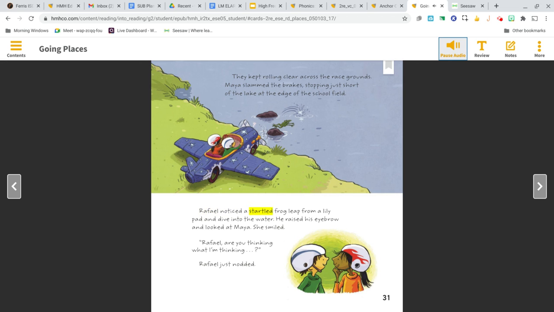Raphael noticed a startled frog leap from a lily pad and dive into the water. He raised his eyebrow and looked at Maya. She smiled. "Raphael, are you thinking what I'm thinking?" Raphael just nodded.